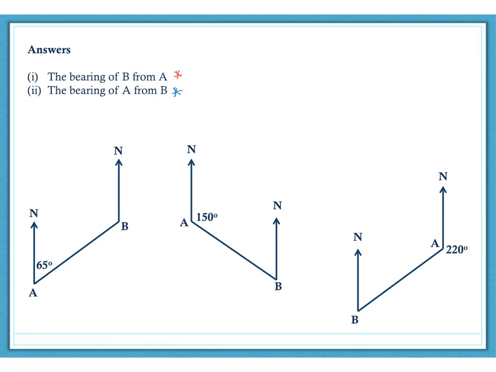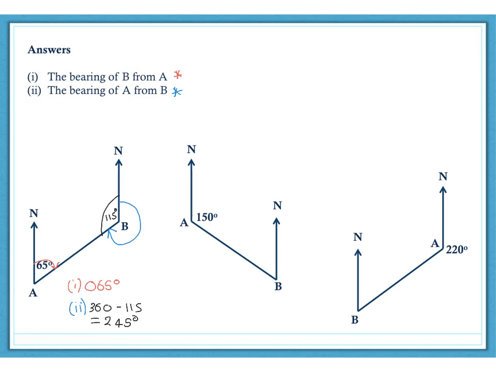So for the first question, the bearing of B from A is 065 degrees. The bearing of A from B, which means we start from B, is this angle over here. Again, as we did last time, we can work out the size of this angle, which is 115 degrees. And we can then work out the bearing by doing 360, take away 115, which works out to be 245 degrees.